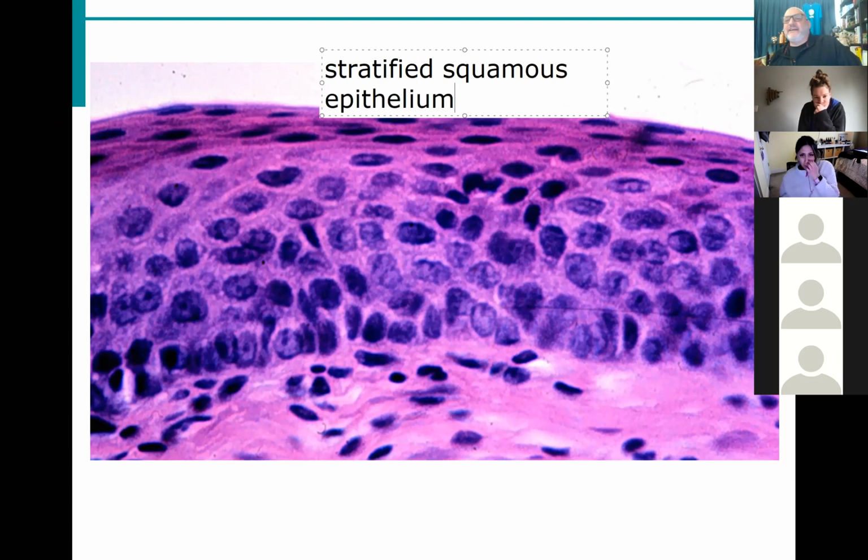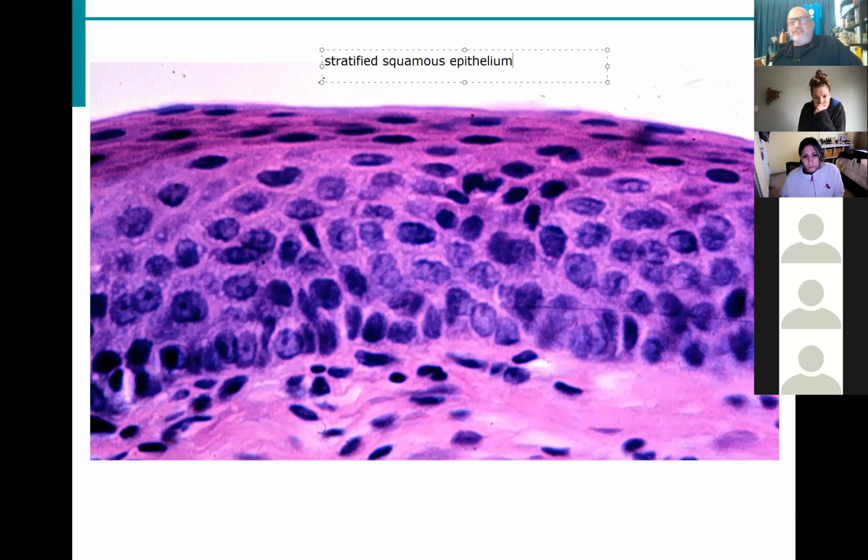However, remember we said there are two flavors of stratified squamous epithelial tissue, the inside of the mouth and the outside of the mouth. So which one is this one? Non-keratinized. How do you know? Because the keratinized has a thick layer of keratin on top. Yeah, a thick layer of dead cells on the top.